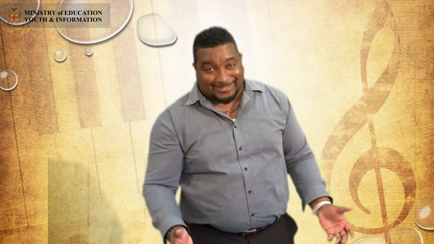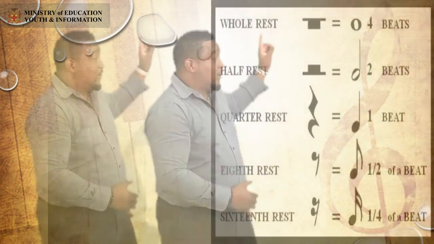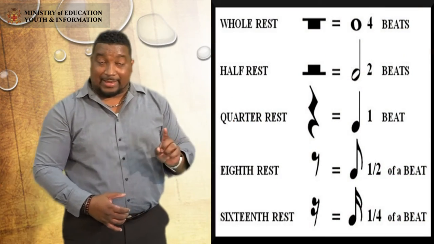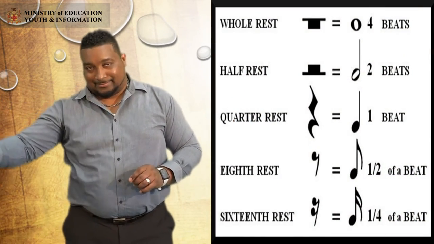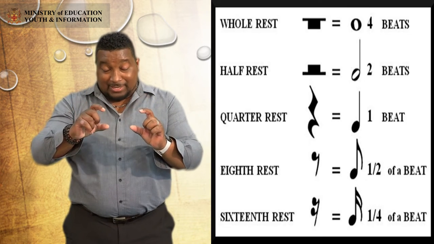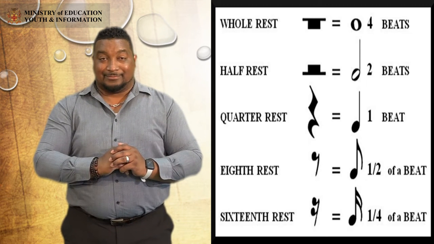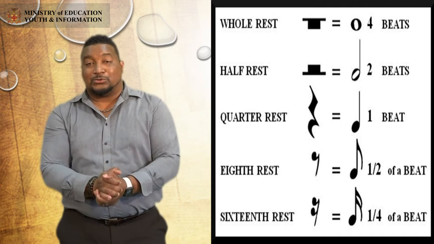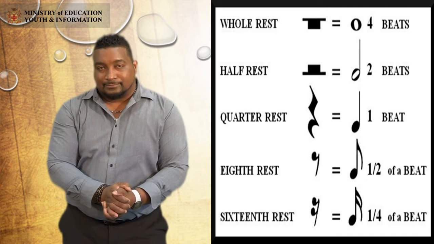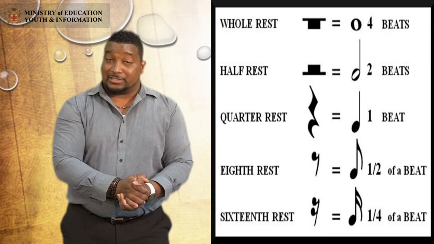So besides the notes, you can't make sound all the time in music. Music really starts with silence. So each note has a representing symbol that indicates rest. So look at the first one, for example. What the whole note rest looks like is almost like an upside down hat. So when you see that symbol, that means that you are to be quiet for four counts. So if you're clapping for four, one, two, three, rest for four. So you're resting for four.